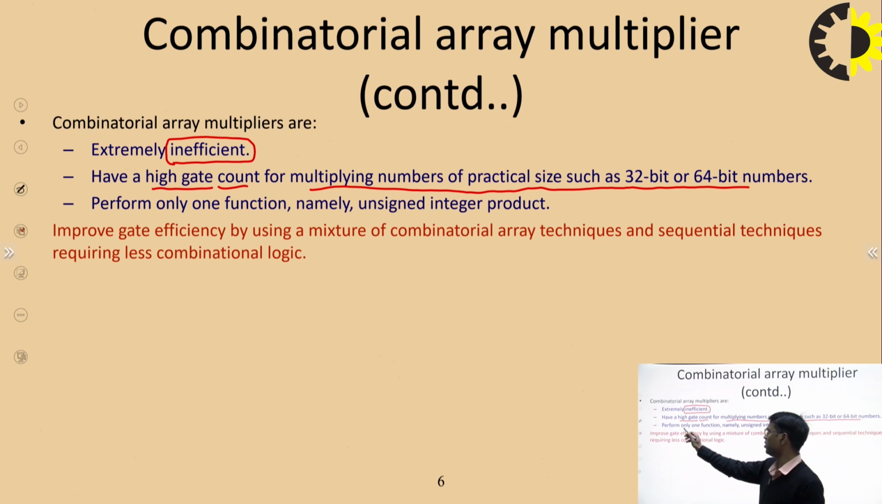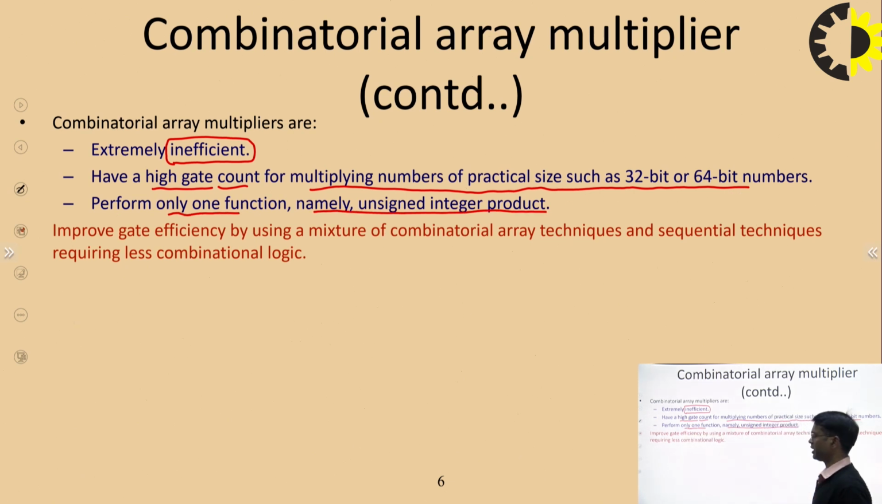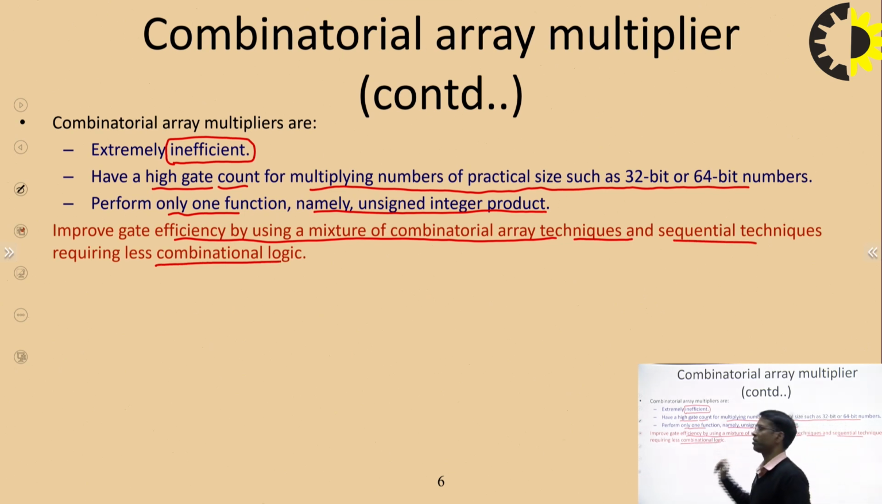It performs only one function, namely unsigned integer product. That is the last negative thing about this combinational array multiplier, that it can perform only unsigned integer product. If we have a signed number, can it do it? No. So, to improve the gate efficiency, we use a mixture of the combinatorial array technique and sequential technique, which requires less combinatorial logic.